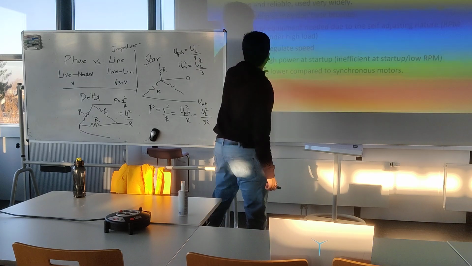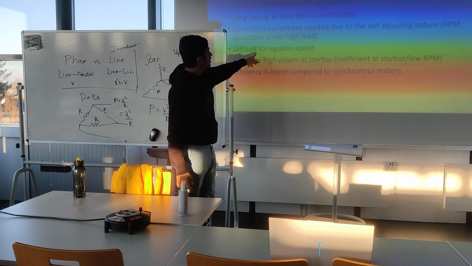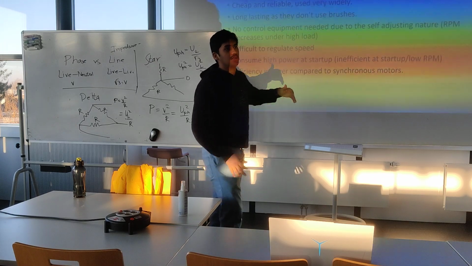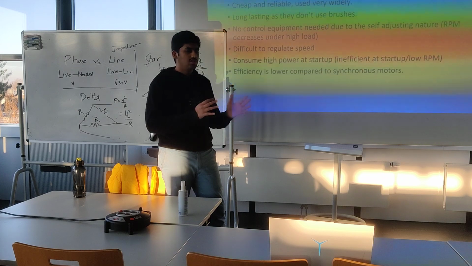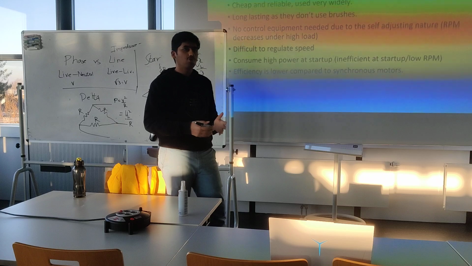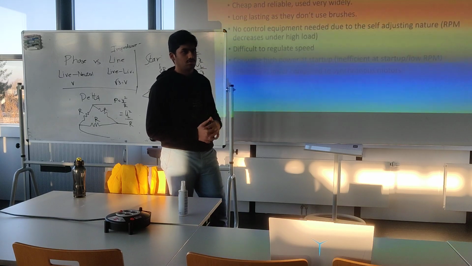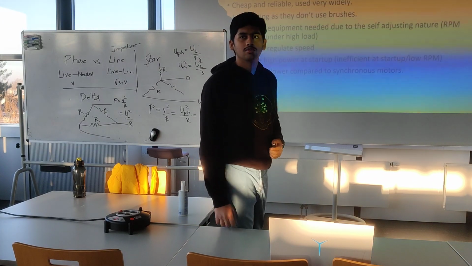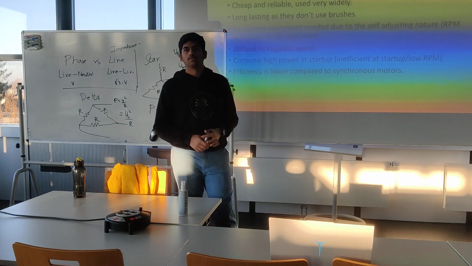Long lasting, like I mentioned before, we don't need any control equipment, it has a self-adjusting nature, but it's difficult to regulate the speed, exactly because of the self-adjusting nature. The RPM changes based on the torque demand. You can't use the electrical frequency to set that it should run at this RPM and take more current if needed, if more torque is required. You can do that only for synchronous motors. That's why electric vehicles use synchronous motors, because then you can control the RPM independent of the torque load.